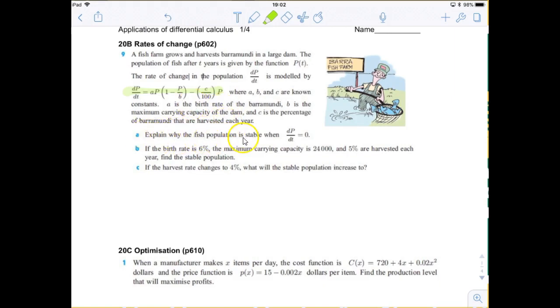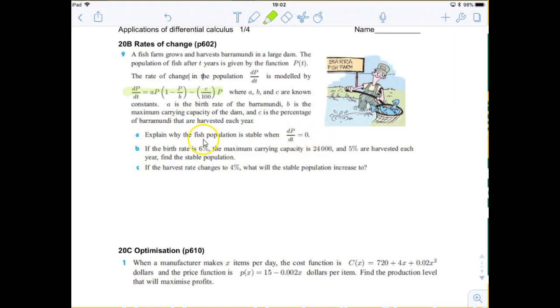Explain why the fish population is stable when dp dt equals 0. Well, what they're saying there is that the rate of change in the population is 0. If the rate of change of the population is 0, that means the number of fish is not changing, which is another way to say the fish population is stable. So basically it's saying the same thing when you say that the derivative of the population equals 0.